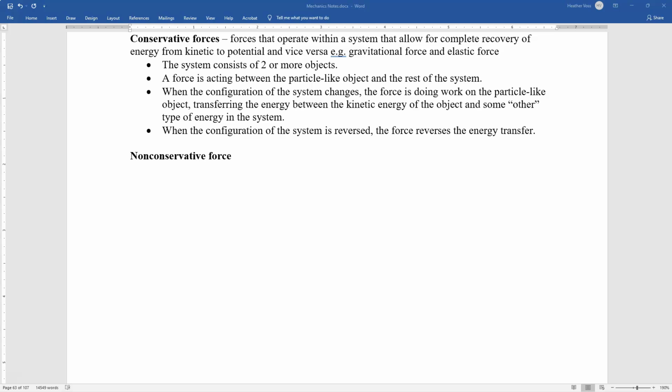Now you may be saying, okay, where is this in my packet? This is not currently in your packet. This is extra. It's a little bonus, if you will.